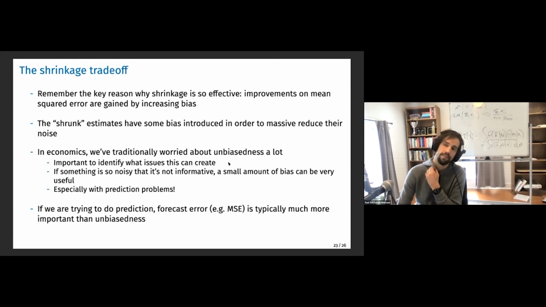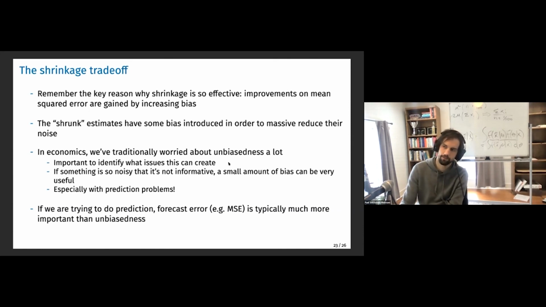So that has trade-offs, right? We worry a lot about unbiasedness in economics. We want unbiased estimates. That's the catch-all. That's why we want causality. And so if you're thinking about shrinkage, it's very important to ask, what problems is this going to create if I am shrinking in some way? Am I shrinking towards something that's meaningful? Am I biasing? Am I reporting this in a clear way? If it's something so noisy that it's not informative, a small amount of bias can be very useful, because it will make it much less uninformative.